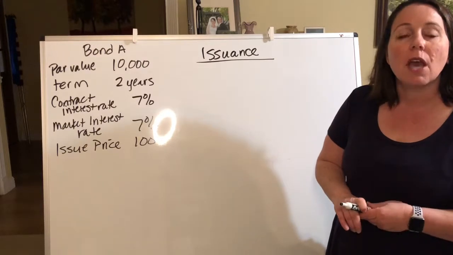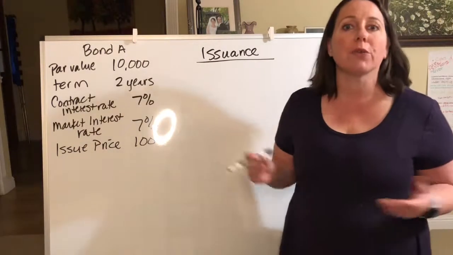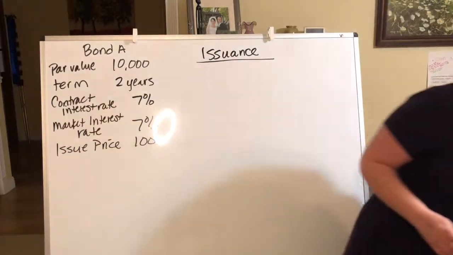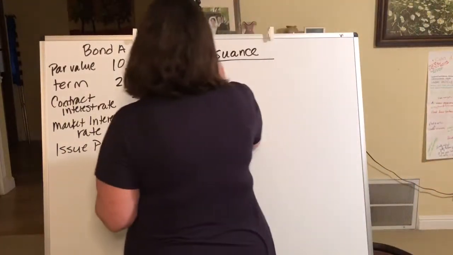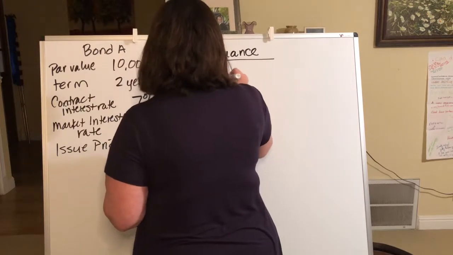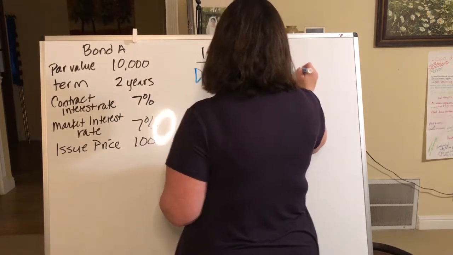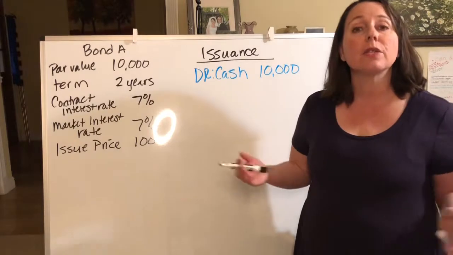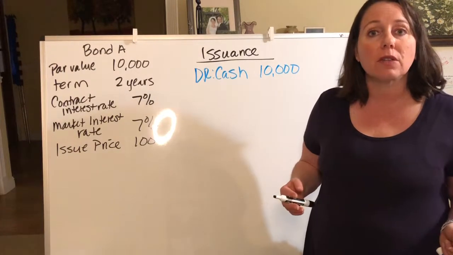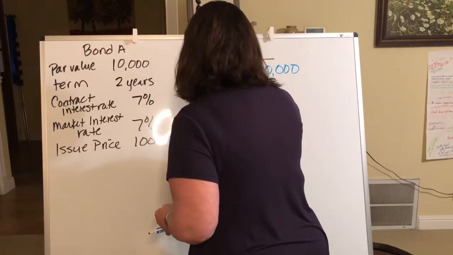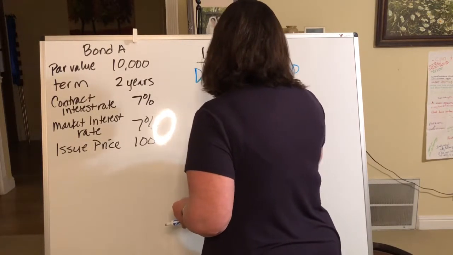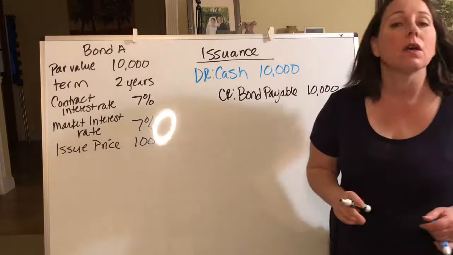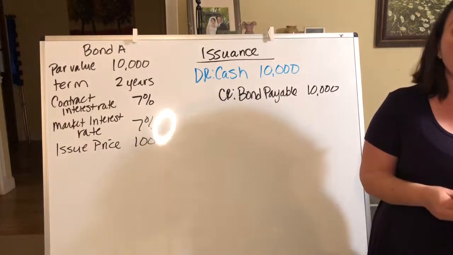Let's start with interest. First things first, we're issuing a bond. The reason we're issuing the bond is to get cash. So we know we're definitely going to debit cash. And we issued the bond at par, so we're getting the full $10,000 of cash. Our credit is going to be to our liability. We are going to owe $10,000. So we're going to debit cash $10,000, credit bond payable $10,000.